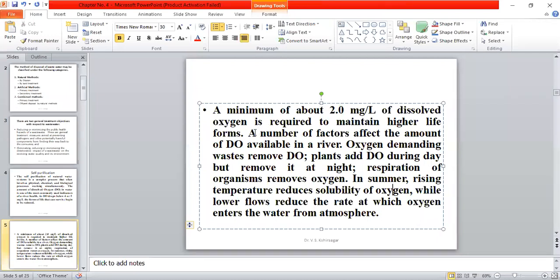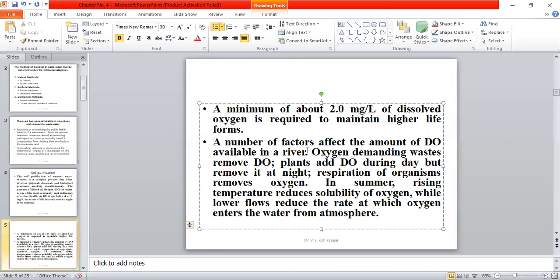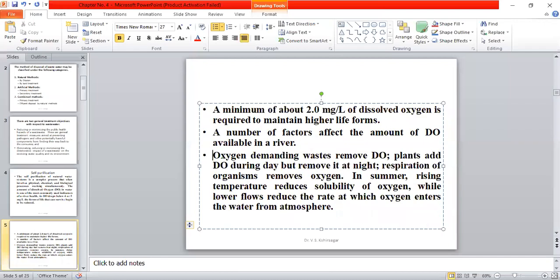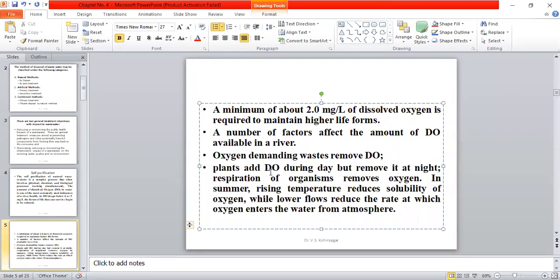These are the factors. A number of factors, I can say this way, so you will be able to understand. So these are the factors. Oxygen demanding waste removes dissolved oxygen. Oxygen demanding waste, in the sense, if the microorganisms are present in that waste, it will reduce or remove the dissolved oxygen. Then the second factor, plants add dissolved oxygen during the day but remove it at night.